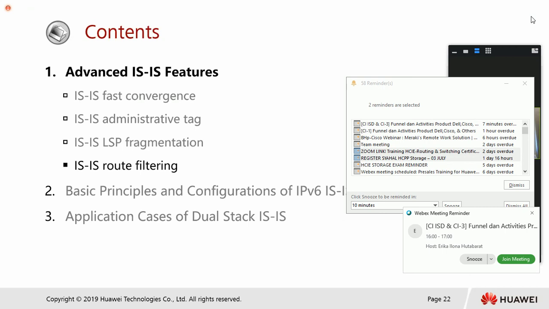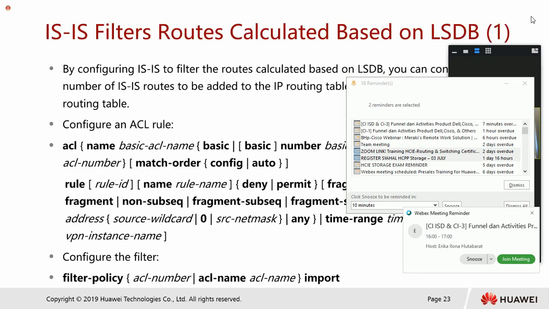So the next one is ISIS route filtering. How do you perform the filtering on ISIS routes? ISIS route filtering will be very similar to what we filter in OSPF. ISIS route filtering is calculated based on the LSDB, so that's the same as what I mentioned.